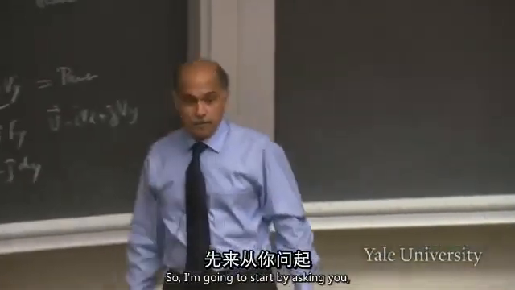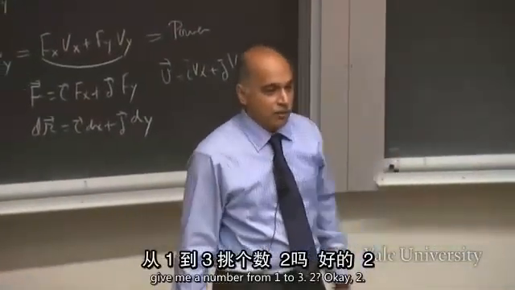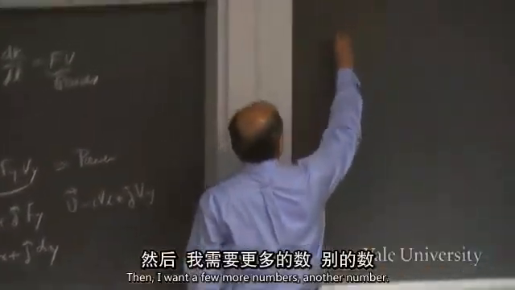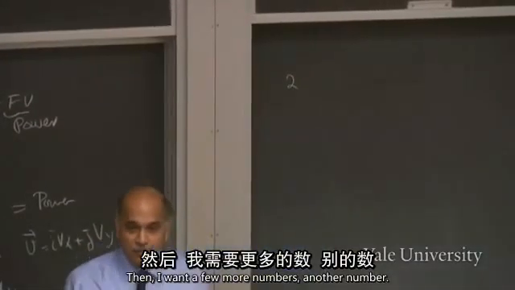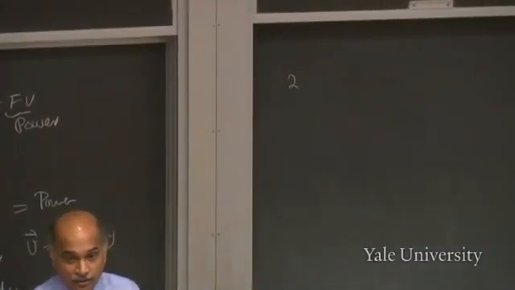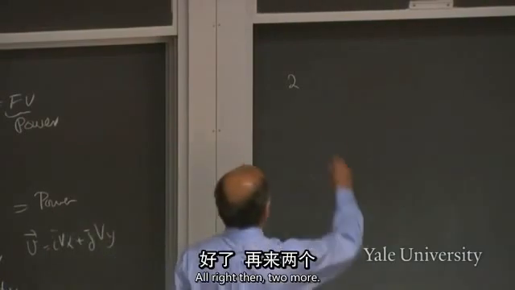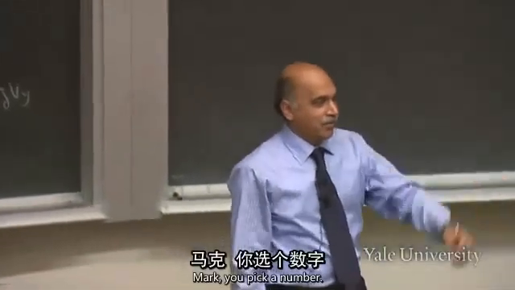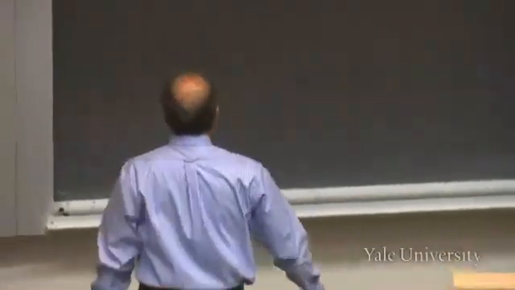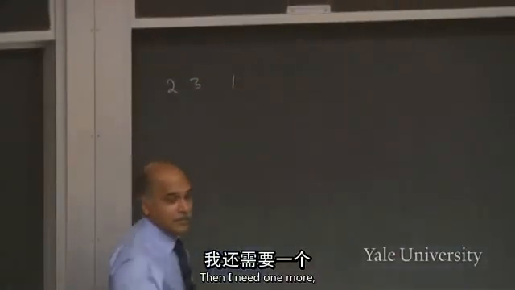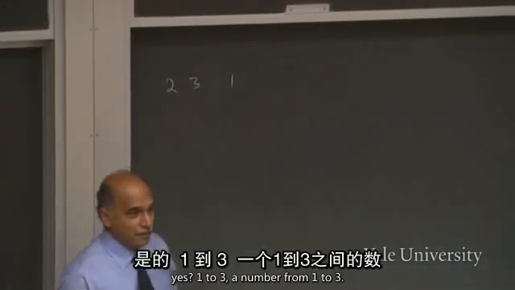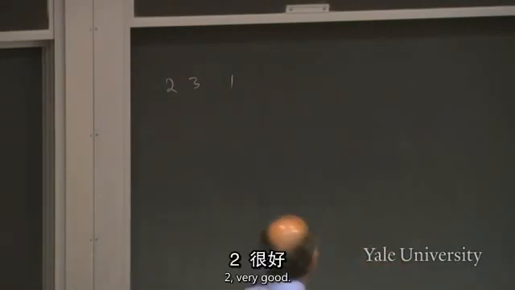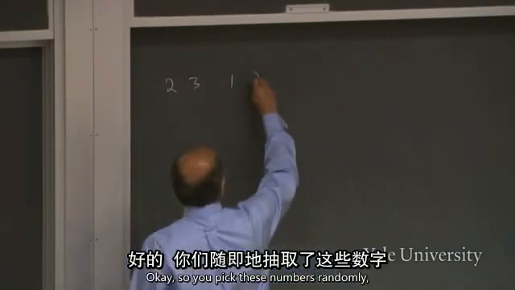So I'm going to start by asking you give me a number from 1 to 3. 2? Okay, 2. Then I want a few more numbers. Another number from 1 to 3? Okay. All right, then 2 more. Mark, you pick a number. Good, thank you. Then I need 1 more. Yes? 1 to 3. A number from 1 to 3. 2. Very good.